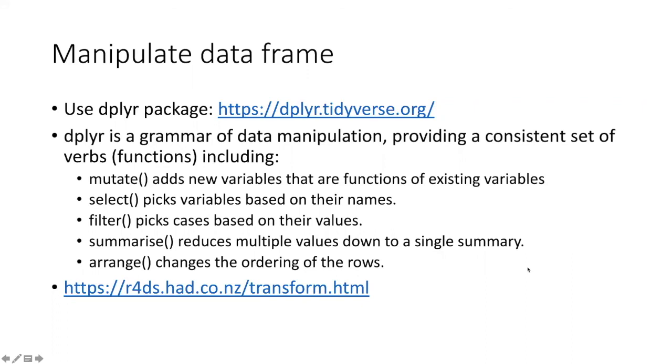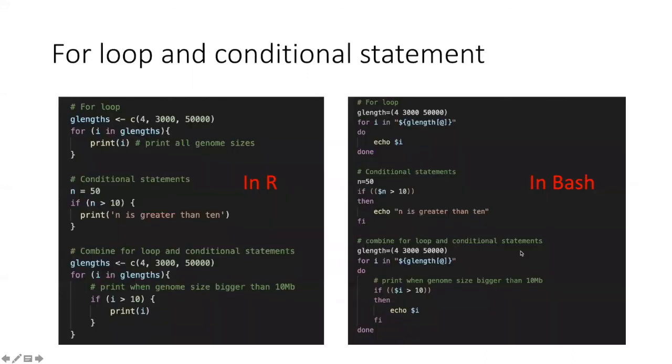But I won't talk about it in detail today. Then moving on to talk about control flows, I want to talk about how to do for loop and conditional statement in R. I think Casey already mentioned how to do this in Bash, but it's going to be a similar concept, but the grammar is going to be a little bit different. So I show here how to do for loop, conditional statements, and combine them together in R and in Bash.